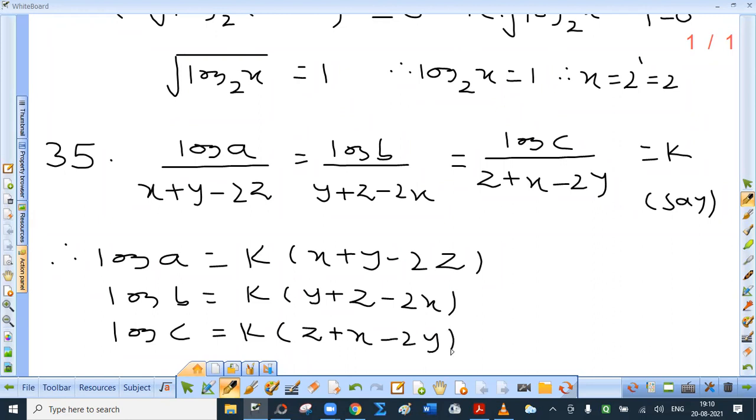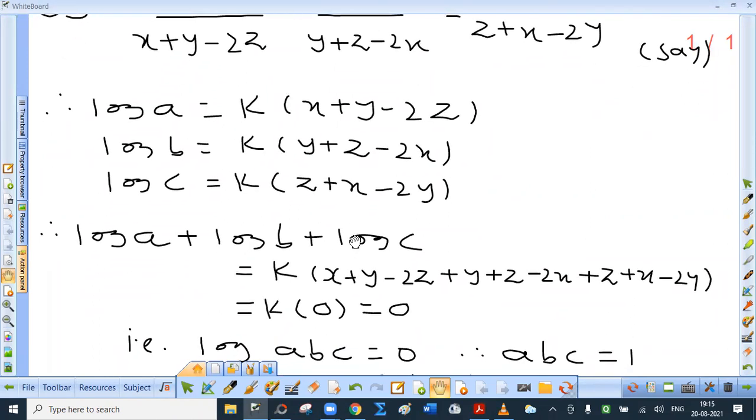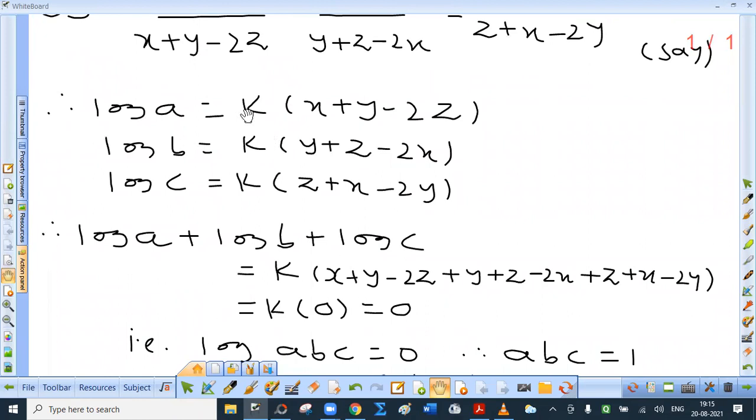Right now. Now what is to be proved? abc equal to 1. That is to prove log abc equal to log 1. But what is log 1? 0. Yes, so we take each ratio as k. So these are the values of log a, log b, log c. Now add them. I have omitted one step. It is better if you write that step also. I have directly taken k common. Please don't do this in exam. Write this plus this plus this and then take k common to get in bracket 0. So k into 0, that is 0.